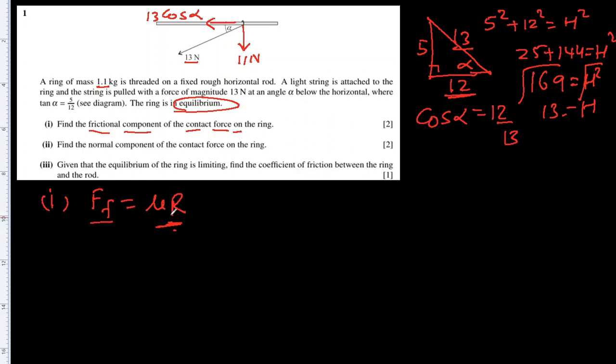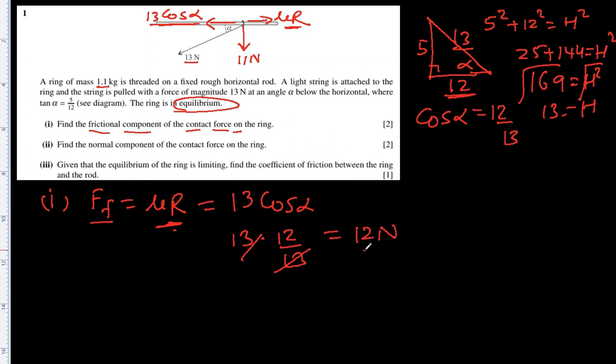First of all, if it is in equilibrium, that means friction is this way, which is stopping the ring from moving to the left side. So this mu R frictional force has to be equal to 13 cos alpha. So it will be 13, and cos alpha, we just found out, is 12 over 13. 13 and 13 cancel. 12 newtons is the frictional force, which is the frictional component of the contact force.